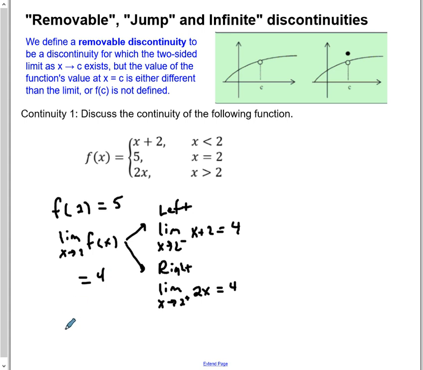In this kind of discontinuity, we don't meet the third condition: the value of f of 2 does not equal the limit as x approaches 2 of f of x, and so we say the function is not continuous. However, it seems to be this kind that I'm pointing to in the picture up here. We call it a removable discontinuity because at this particular point, the value of the function is different than the value of the limit, yet the limit exists. All right, so we call that a removable discontinuity.